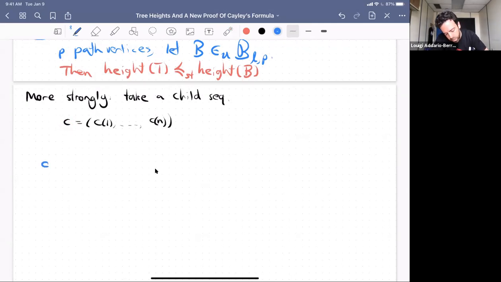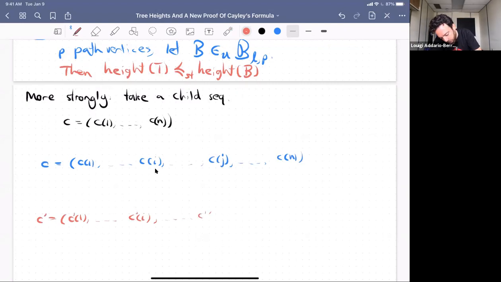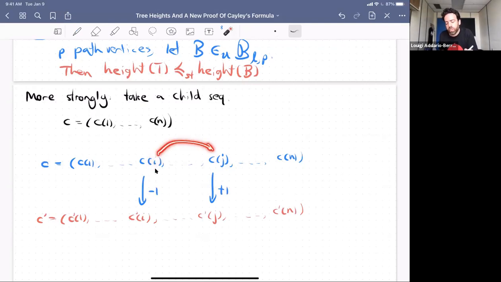How am I going to form the different one? I start from this one, C1 up to Cn, and I'm going to change 2 of the entries, Ci and Cj. I'm going to increase one of them by 1 and decrease the other by 1, so that I still have a valid child sequence at the end. I do that just by subtracting 1 from one entry and adding 1 to the other. So I'm taking 2 of the degrees, making 1 smaller and 1 bigger. In terms of the picture of the 2 trees, you can imagine taking a branch that was attached to vertex i and shifting it over to vertex j. That would reduce the degree of i by 1 and increase the degree of j by 1.